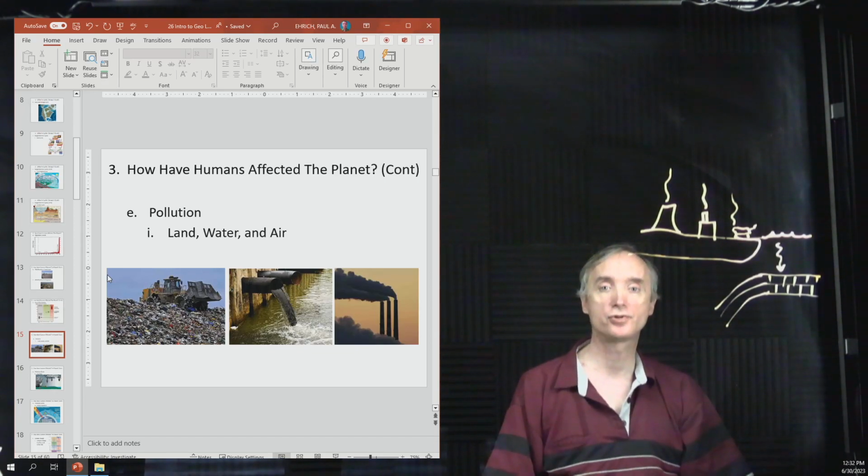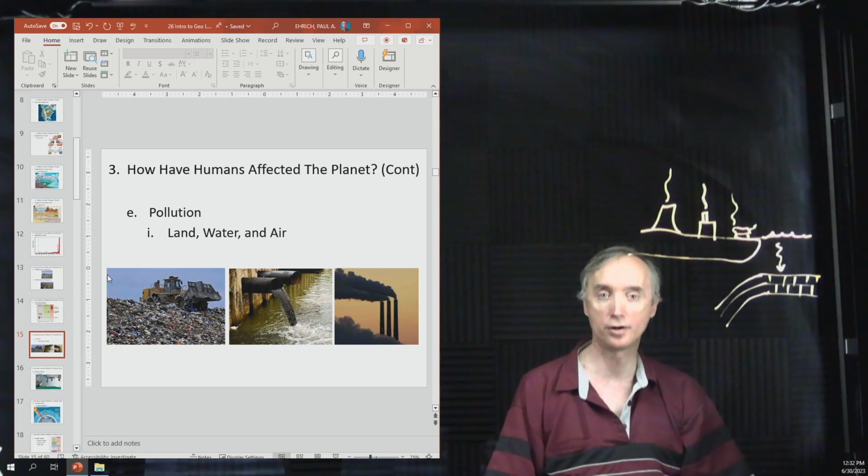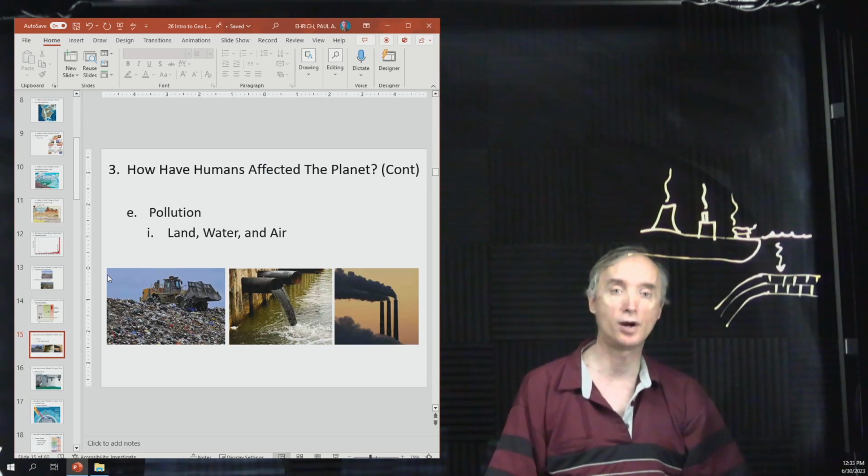Okay, then you have pollution. So humans pollute the land, the water, and the air. Now this is one area in which humans have done a much better job. So starting in the 1960s, a lot of laws were passed in the United States that curtailed the dumping of garbage in the oceans, also the dumping of raw sewage into rivers, and then the belching of smokestacks with pollutants. So these things have been cleaned up quite a bit, at least in the United States and Canada.